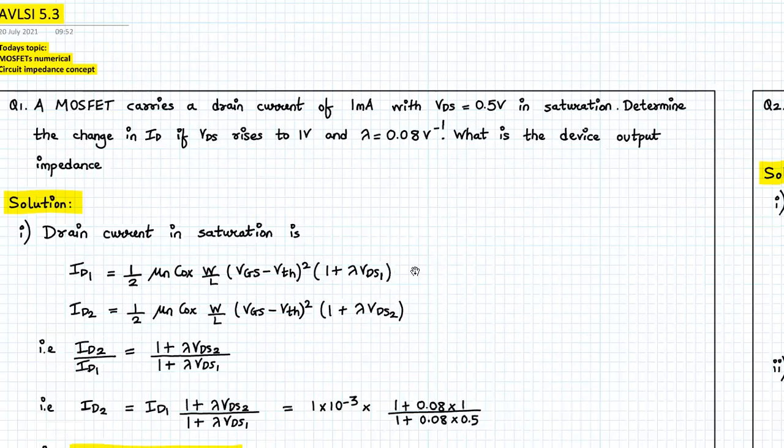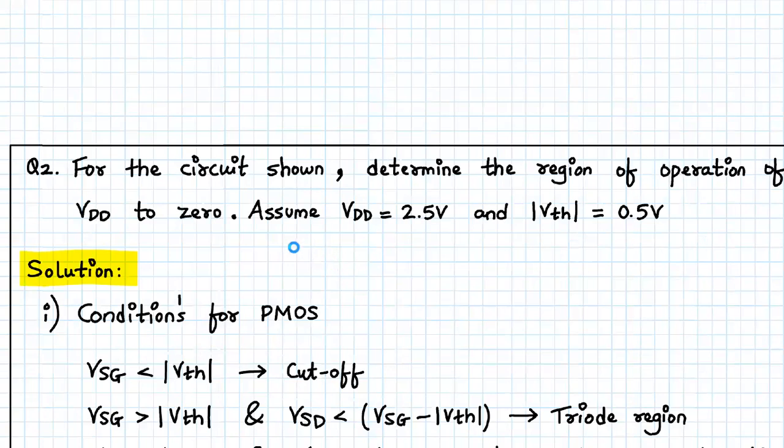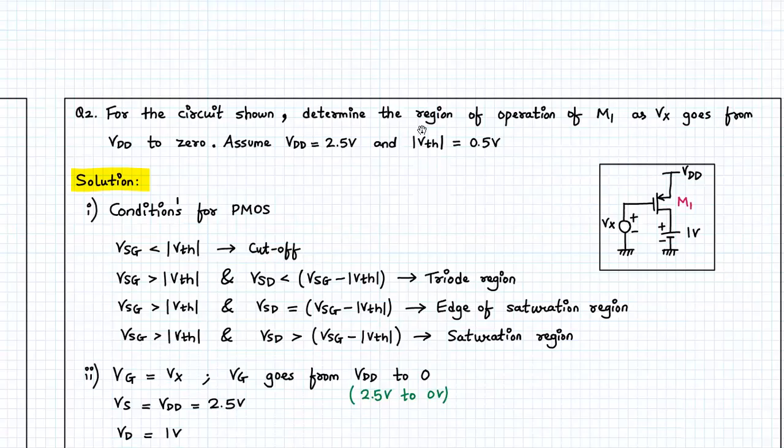For question number 2, for the circuit shown, determine the region of operation for M1 as Vx goes from VDD to 0. Let me show you the complete question. For the circuit shown, determine the region of operation of M1 as Vx goes from VDD to 0. Assume VDD equal to 2.5 and VTH equal to 0.5. It's an intuitive question. They don't want a numerical answer. They want to determine the region of operation of M1 as Vx goes from VDD to 0.